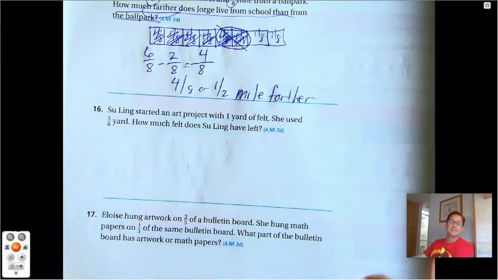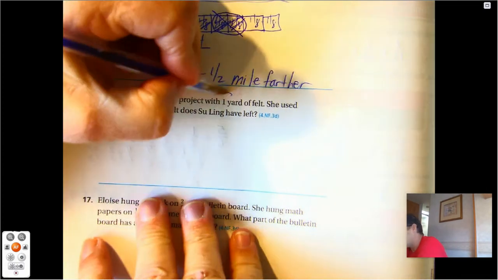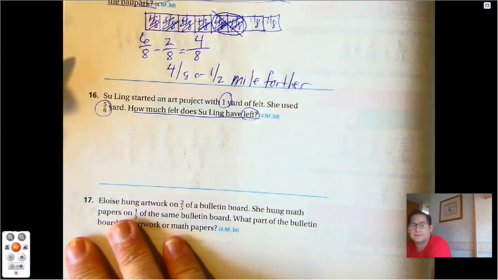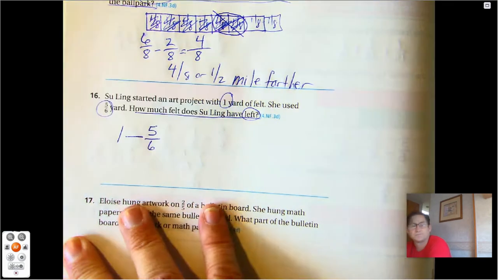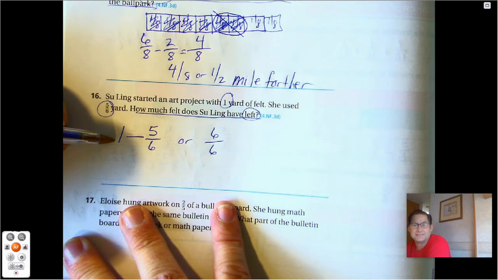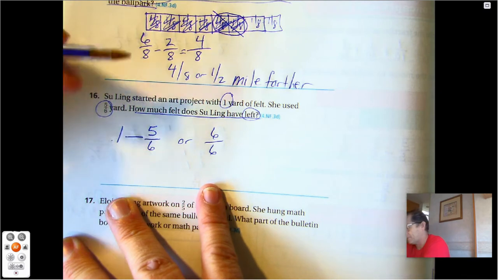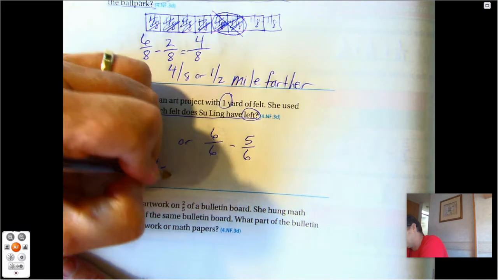Number 16. Su Ling started an art project with 1 yard of felt. She used 5/6 yard. How much felt does Su Ling have? So we'll have a yard of felt, 5/6 yards being used. How much does she have left? That means to subtract it. So we have 1 take away how much she used. Or I could write the 1 as 6/6. Would you agree that 6/6 is equal to 1? Yes, because the numerator and denominator are the same. Okay, so we're going to take away 5/6. Well, that leaves me 1/6 yard.